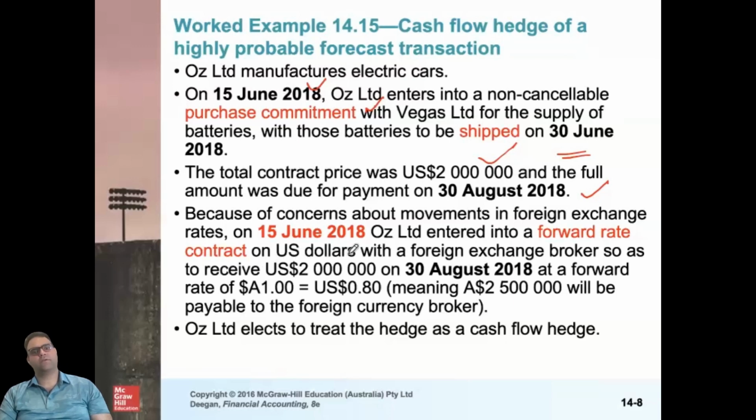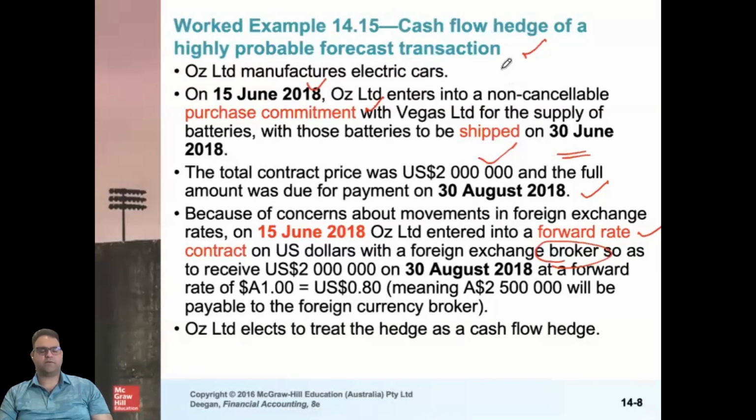So what we do on 15 June, they enter into a forward contract. So forward contract includes a broker who will deal with you, and they will charge you a little bit higher than the market, and they will do the hedging contract with you. So this is our financial assets.